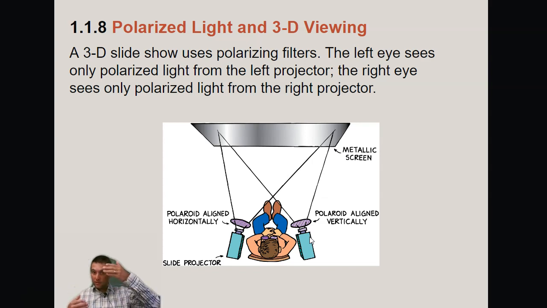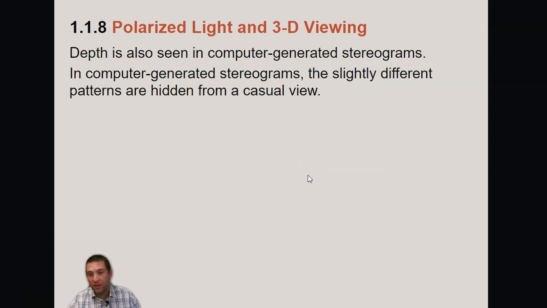The glasses, to see the horizontally polarized light, you have to have horizontally polarized glasses. So you'll have one on the left, and then you'll have a vertical on the right. A lot of times you'll see 3D glasses having different colors, magenta and cyan, the blue and the red looking glasses. That tells you the direction of the polarization. Depth is also seen in computer-generated stereograms. In computer-generated stereograms, the slightly different patterns are hidden from a casual view. You know these as the Magic Eye book series. We're going to take a look at that in just a second.